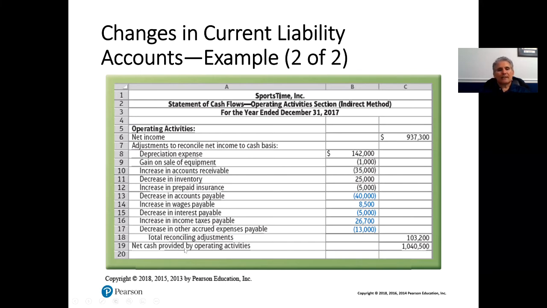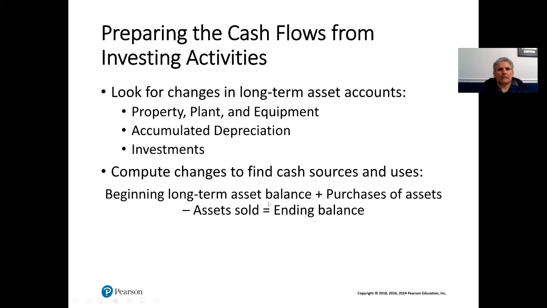Now, the reason this says provided by is because the result is positive. If incidentally this number is an actual negative number, which can happen, then this would be worded net cash used by operating activities. Provided by is for positive, used is negative. In this case, it's positive, so it's provided by. Okay, so that's the operating activities using the indirect method.